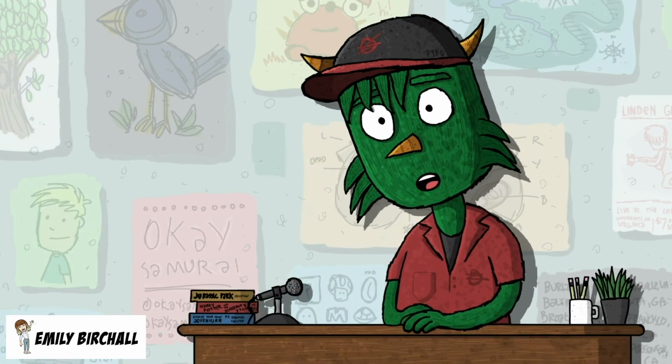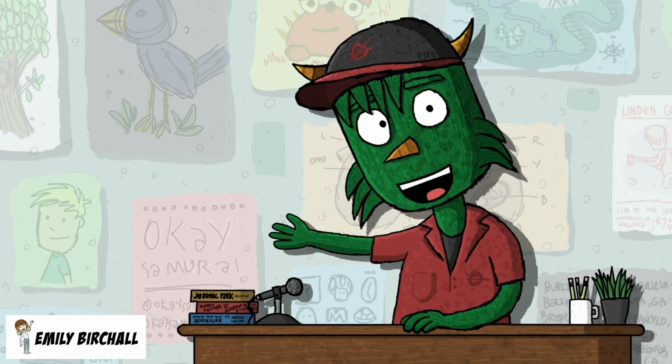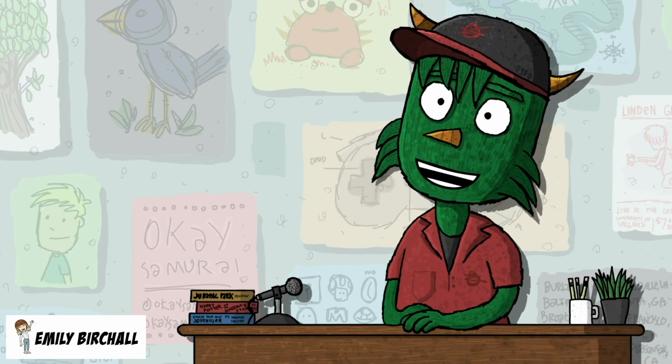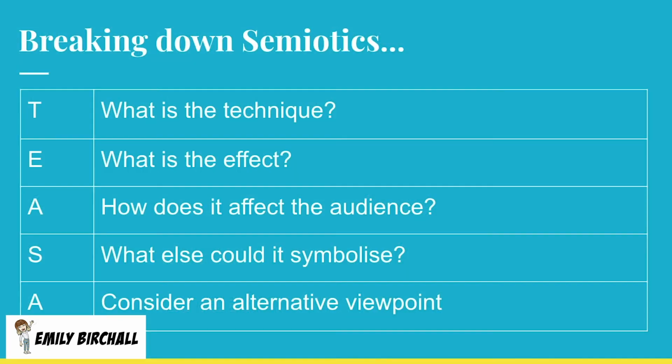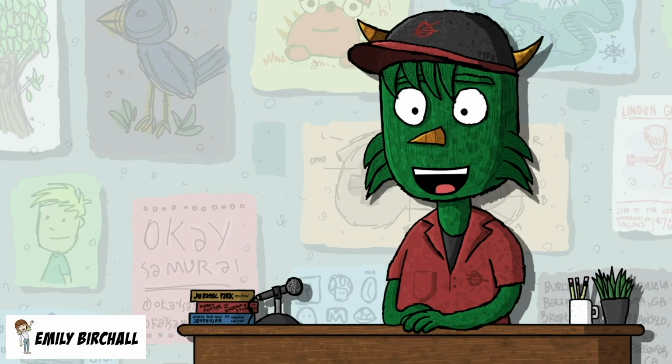A good way to think when you are breaking down an image or an advertisement or any type of print media is to think about the following. What is the technique? What is the effect? What is the effect on the audience? What else could it symbolise? Consider an alternative viewpoint. And all of this should help you break down your print media.